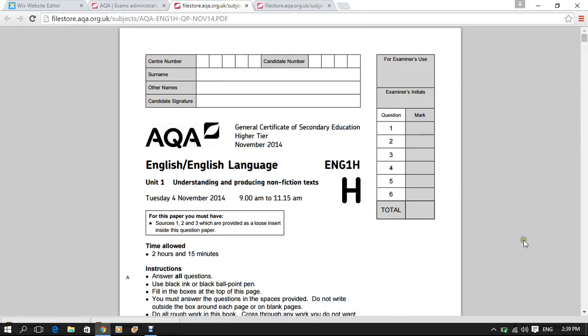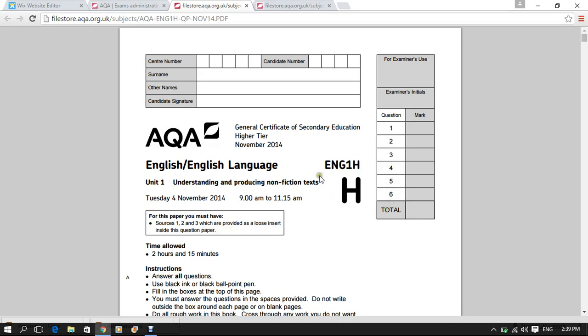So this is what it will look like. It is 2 hours and 15 minutes long, and as you can see, it's split into 6 questions. There's 2 sections to the exam. Section A has 4 questions and tests reading, whereas Section B has 2 questions, questions 5 and 6, and that one tests your writing skills.